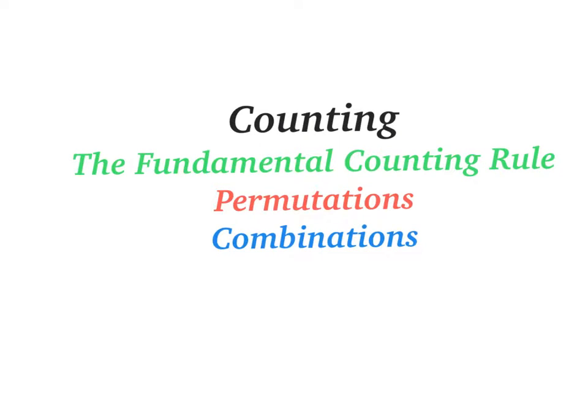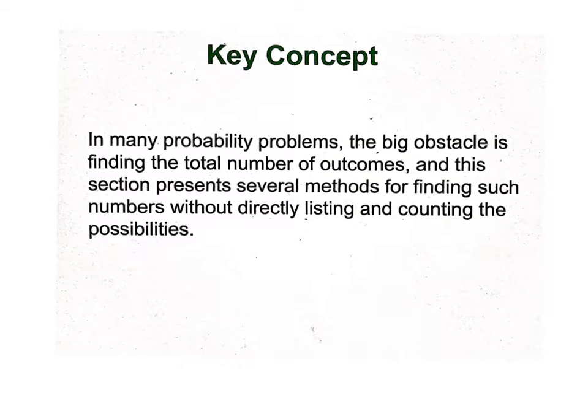All right, guys, today we're going to learn how to count. Counting, about time we learn how to do that. Three ways we're going to learn how to count big things. One is called the fundamental counting rule or principle. Permutations is another, and combinations is another. And I've heard rumors that you've heard combinations and permutations a couple of times before, so hopefully this is a good review for you. Key concept.